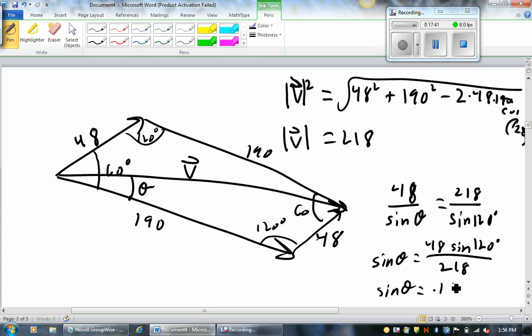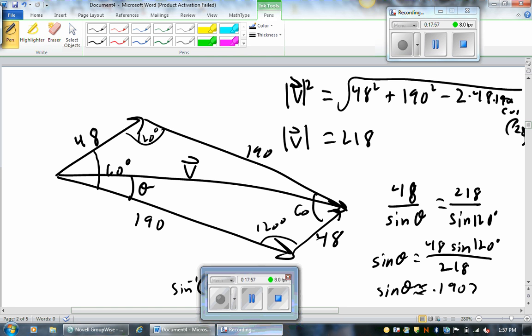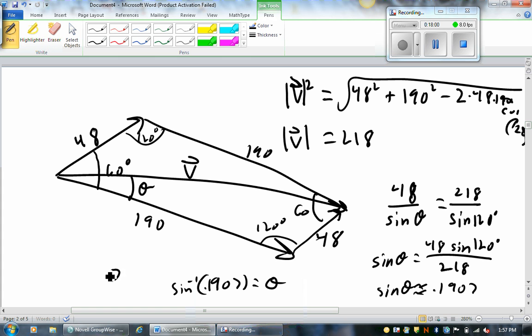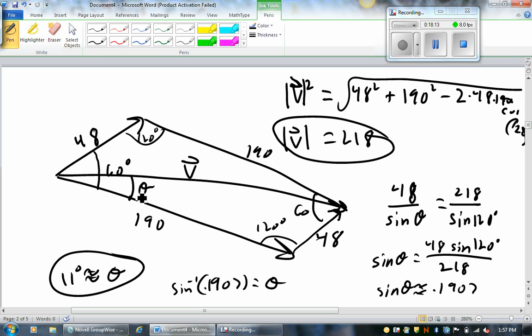This means that sine theta equals 0.1907, approximately. And the inverse of that equals theta. And that's going to give us theta approximately 11 degrees. So this resultant vector has a magnitude of 218 with a direction of 11 degrees with the angle with that large force.